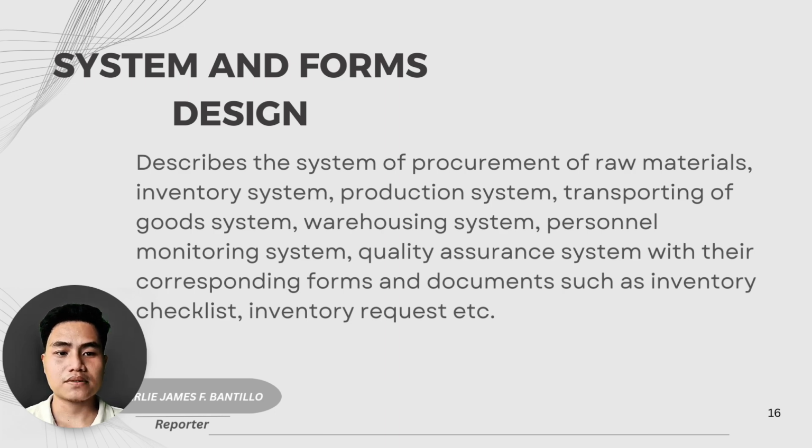Warehouse system. This is the process of storing goods properly in the warehouse until they are needed. Example forms, warehouse receiving form and stock placement form. Next is personnel monitoring system. This is how the company monitors its employees' attendance, performance, and tasks. Example forms, daily time record or the DTR, and attendance sheet.